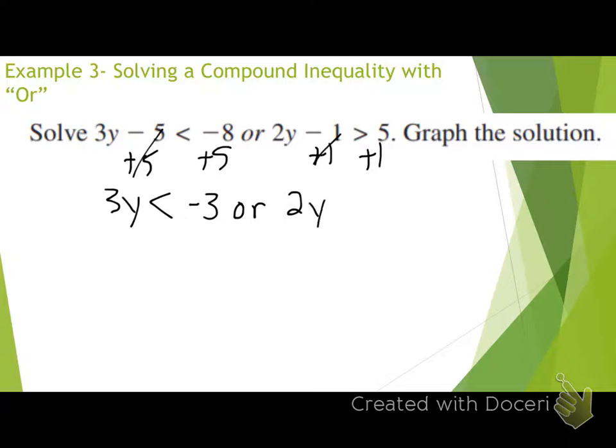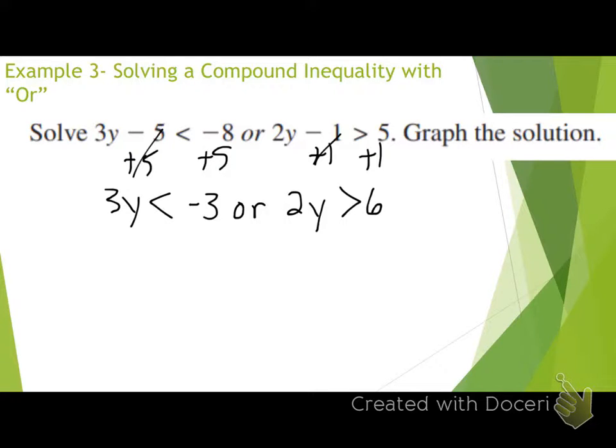We've got 2y on the left. 5 plus 1? 6. Inequality symbol flip or stay? Stay. Does everyone see that? Each step we're doing on the individual inequalities just happens to that inequality. It doesn't happen to both inequalities.